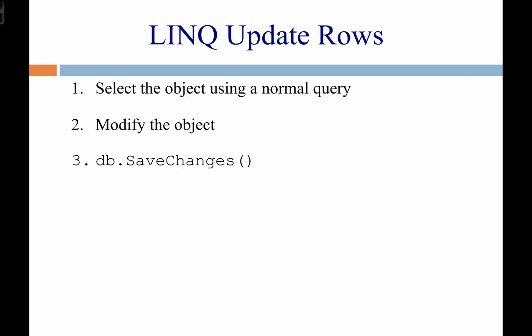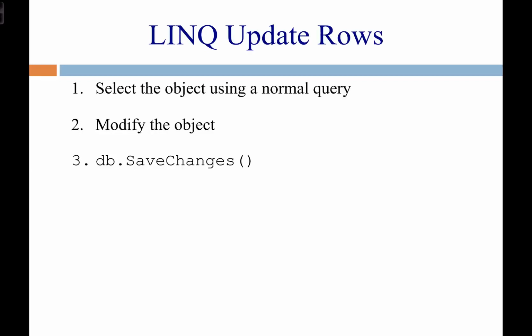Let's go back and look at how do we update a row in LINQ. And this was from lecture 14, so go and review that if needed. But quickly, essentially what we do is we write a normal LINQ query that will select the object or objects that we want to change. We modify them, and then we do db.savechanges.